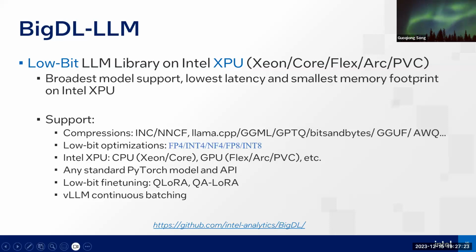So to summarize what we support here, before that, I want to say XPU means from client to cloud, from CPU to GPU. That includes all the Xeon chips, the Core chips, and the Flex, Arc, and PVC. The PVC is our new GPU chip on cloud. Flex is also, but it's a little lower end than PVC. Arc is the GPU on standalone machines.